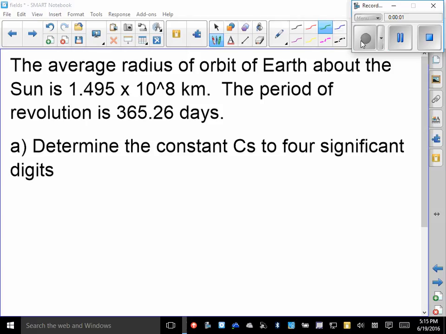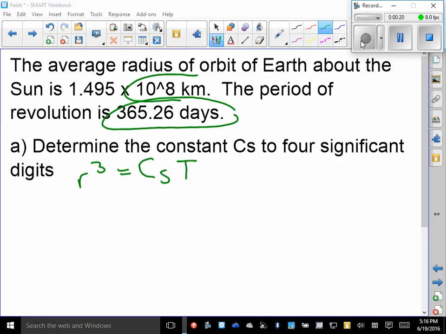The average radius of orbit for the Earth about the Sun is 1.495 times 10 to the 8 kilometers. The period is 365.26 days. Okay, now we need to determine the constant to 4 significant digits. First, we have to take Kepler's third law, and we have to rearrange it so we have C_S by itself. So C_S is going to be radius cubed over period squared.